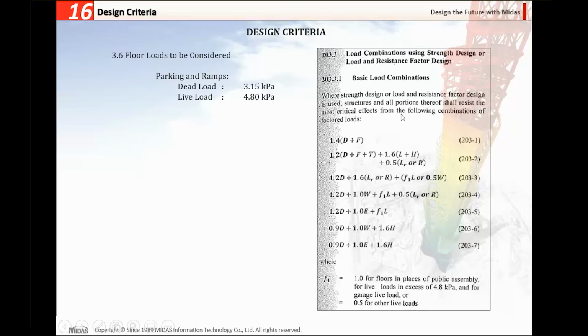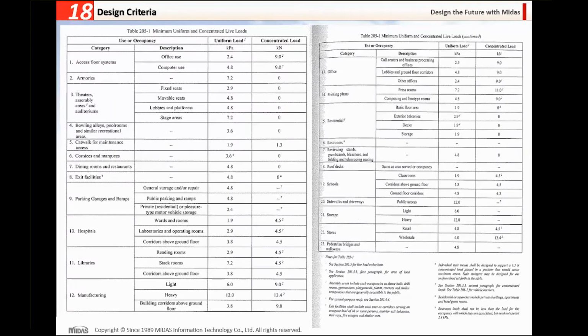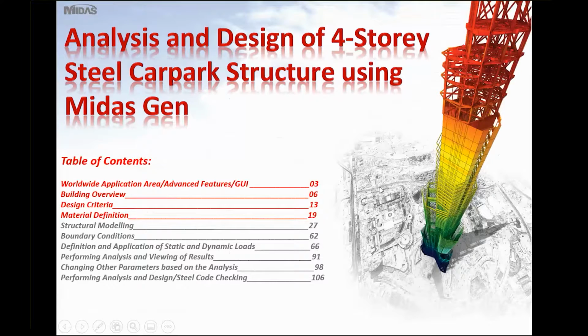So these are some of the load combinations that we will also be using here in our design for the LRFD. And the minimum densities for design loads coming from Table 204-1 based on NSCP 2015 and the minimum uniform live loads that you can consider. So as you can see, for the parking, we have the 4.8 kPa for the uniform load.